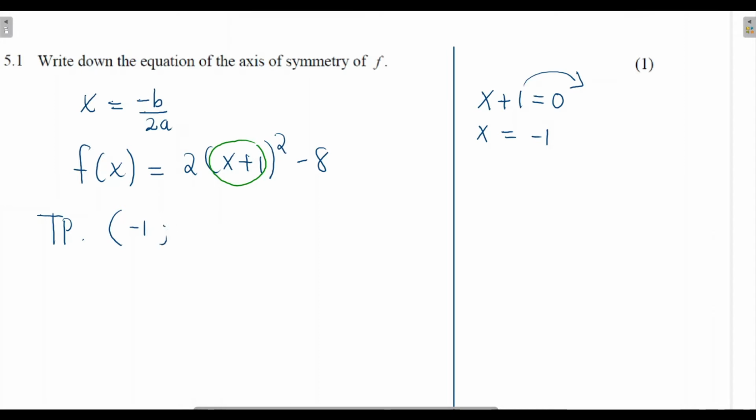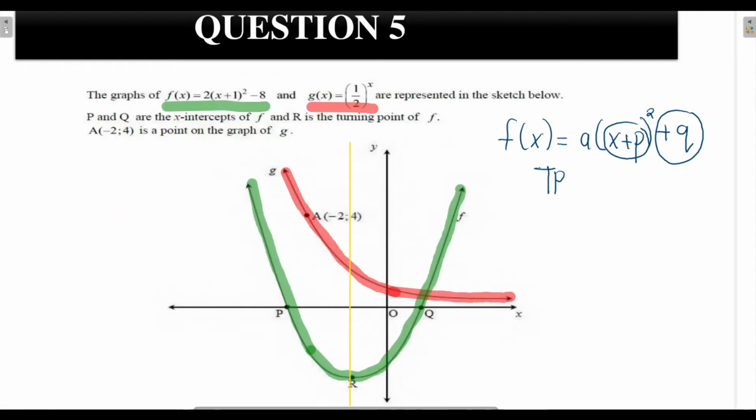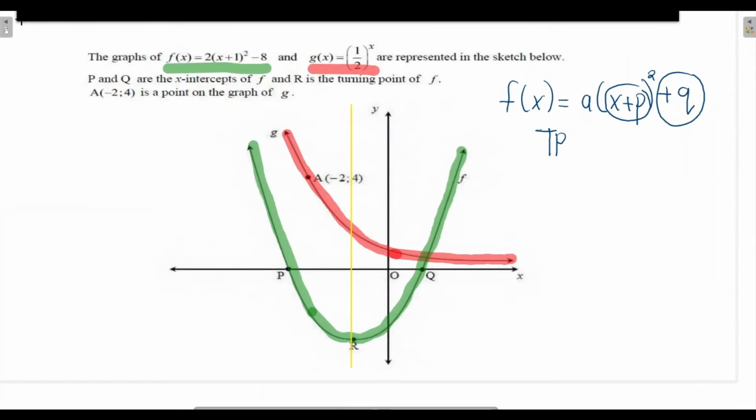And what is the y coordinate of your turning point? It is -8. So we basically have the turning point for our parabola. That turning point there is -1 and -8. And we know that the point where your parabola turns is the turning point of your parabola.